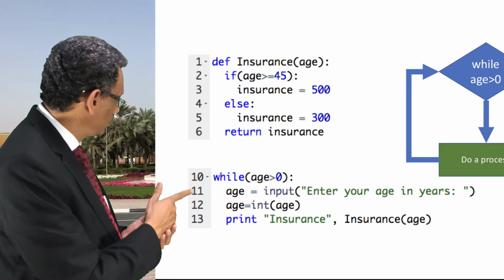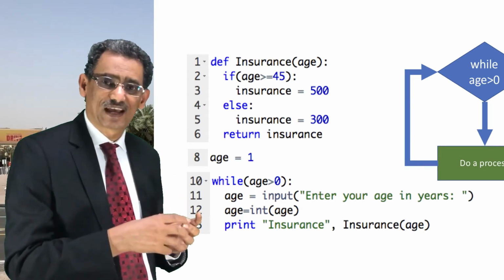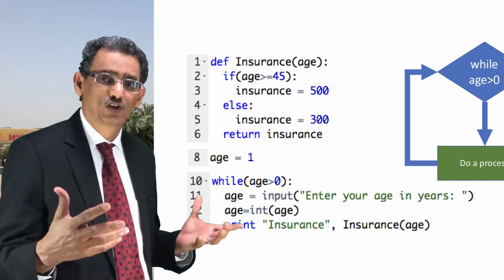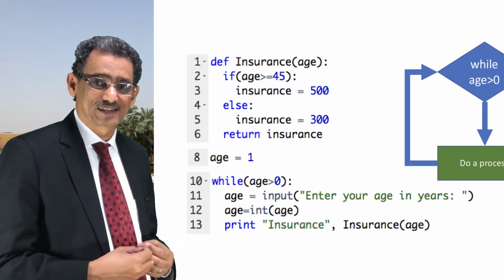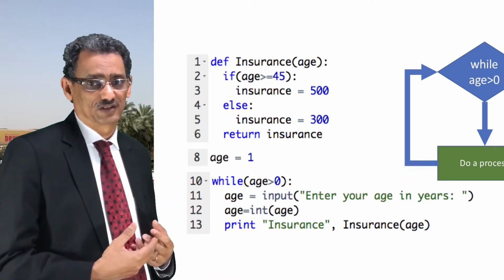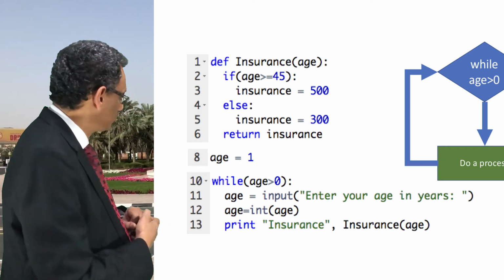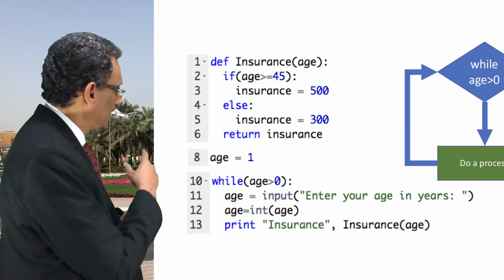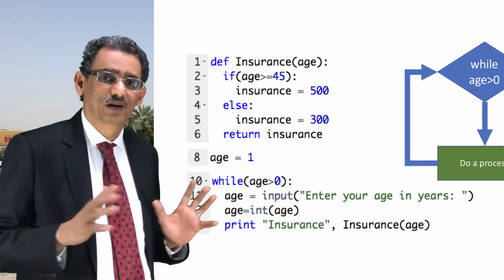So what we will do, we'll add a line before that. We'll set the age as 1, just to make sure there is a value for the age. So we're assigning, or initializing, a value for the age. So age equals 1, and then this is the while loop. And this while loop will now continue while the user input is more than 0. So let's run it now.